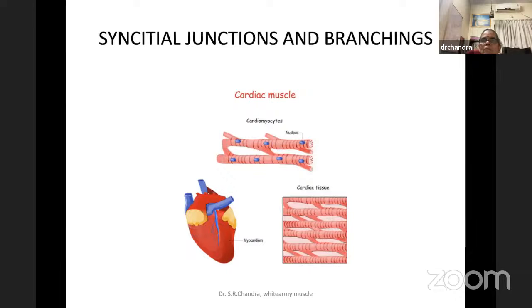These are the three basic types of muscles. And then we have syncytial junctions and branching. The cardiac muscle has a very complex function. It has several branches, unlike the smooth muscle or the skeletal muscle, and it has syncytial junctions and branching. So they resemble the skeletal muscle in that they have striations. They resemble the smooth muscle in that they are involuntary and receive the autonomic nervous system supply, and they have branches and syncytial junctions.